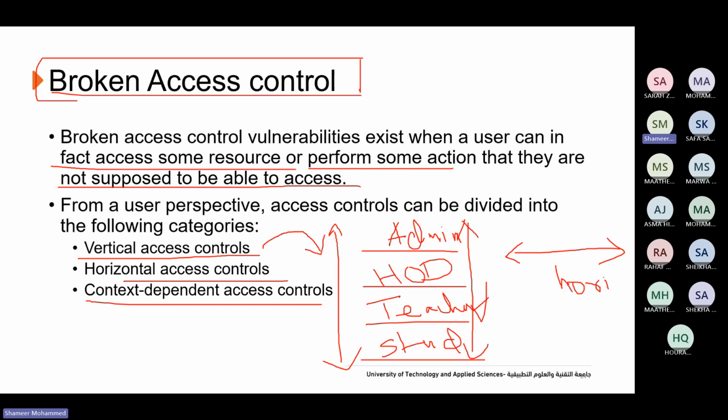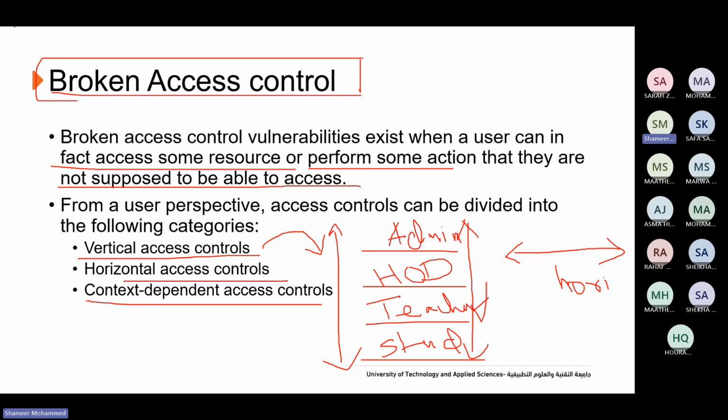So can the student access the teacher ID, or the head of the department ID? No. But if you know the session ID, or the authentication is very weak, then the student can become the teacher, or the administrator, or the head of the department, and take control of the application. That is called broken access control.